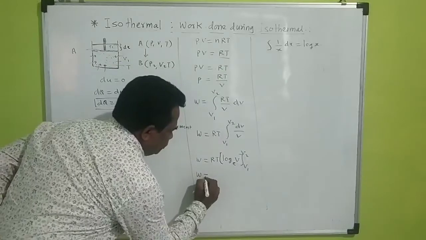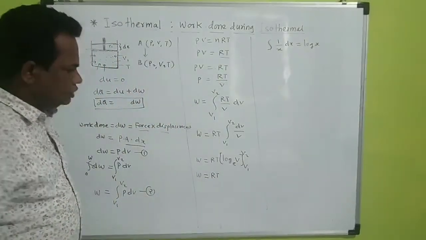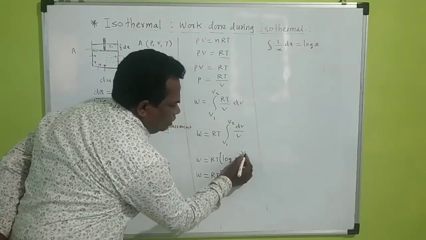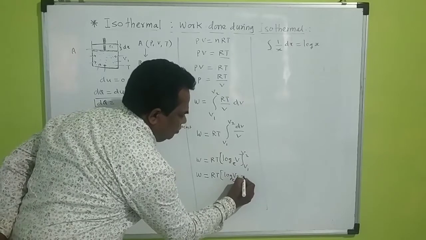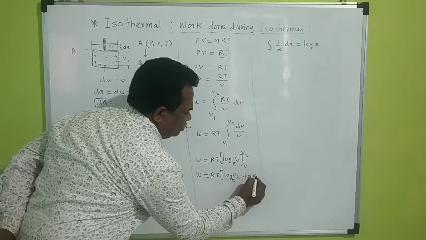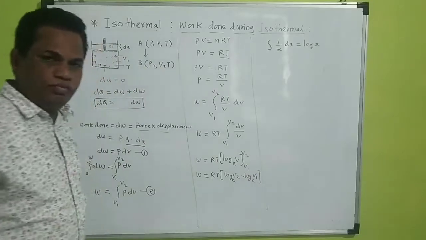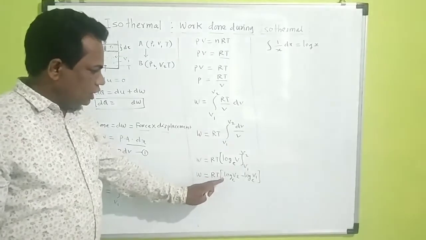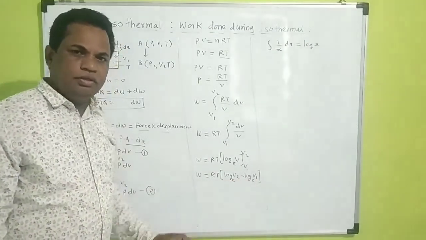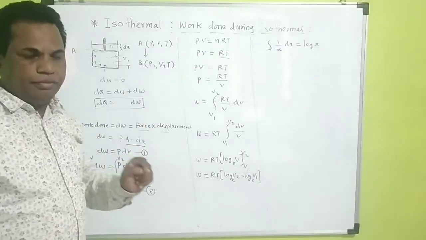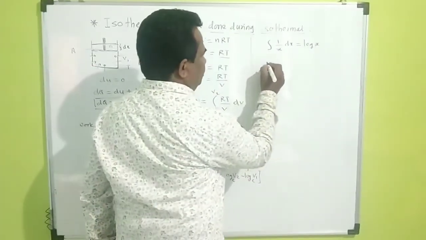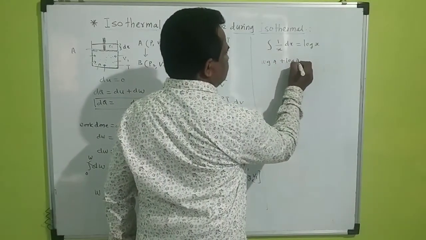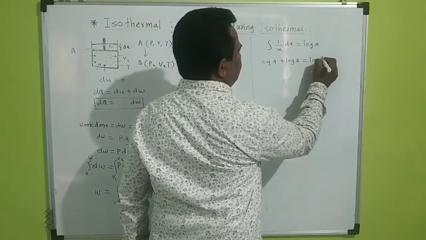Putting the integration limits, we will write RT times log of V2 to the base e minus log of V1 to the base e. There is one more mathematical formula: log a minus log b gives log a divided by b.